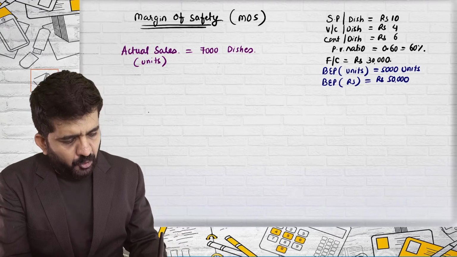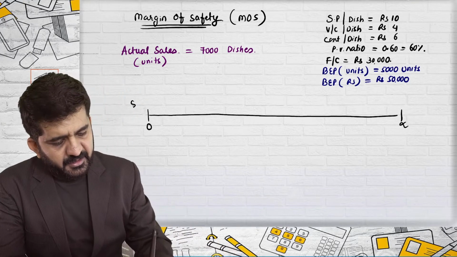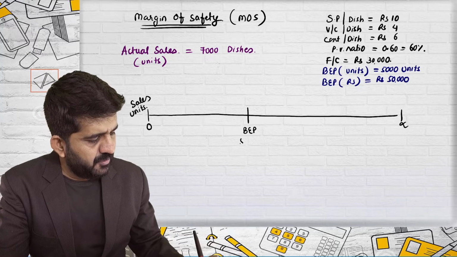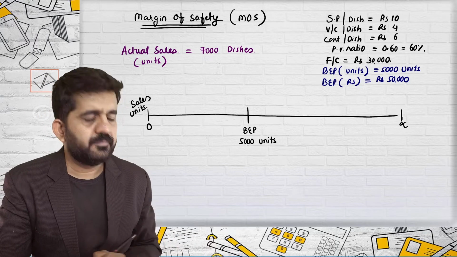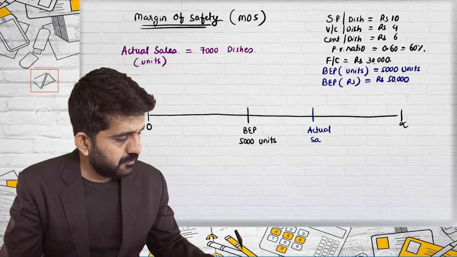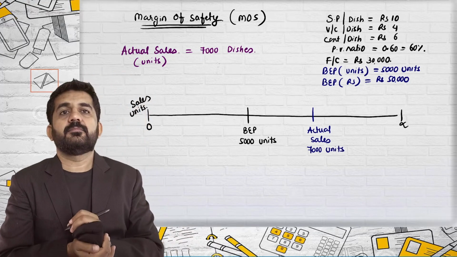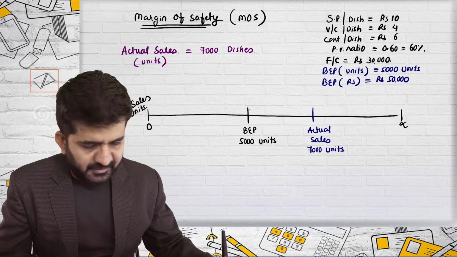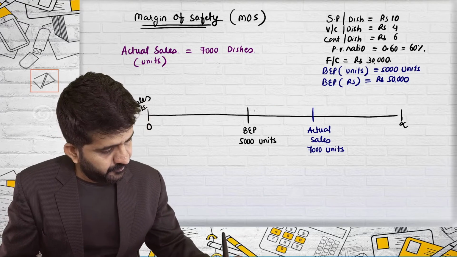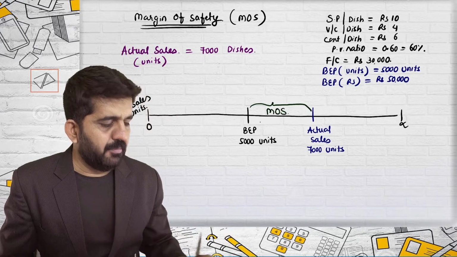Try to understand. Once again, I am drawing a number line for the sales. This is 0. This is infinite. This is sales in units. What was my break-even point? 5,000 units. What I am actually selling is 7,000 units. Then this is nothing but my margin of safety.